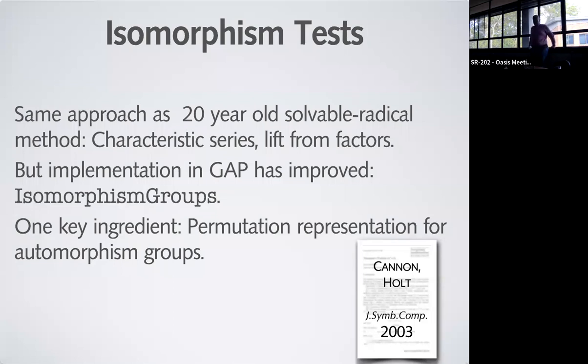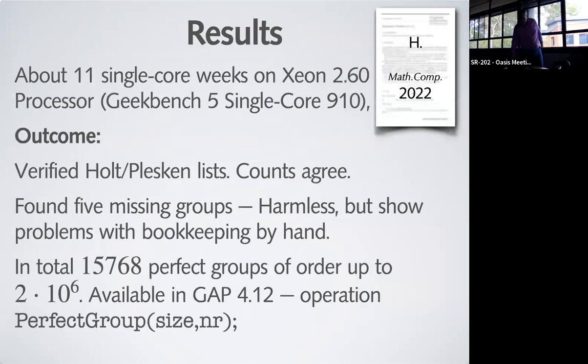What has changed is that the implementation in GAP, using the function IsomorphismGroups, has improved in a very substantial way. The key ingredient there has been a permutation representation for automorphism groups, because at some point we need to search through the automorphism group for finding suitable elements. And that has been good enough to run this classification.